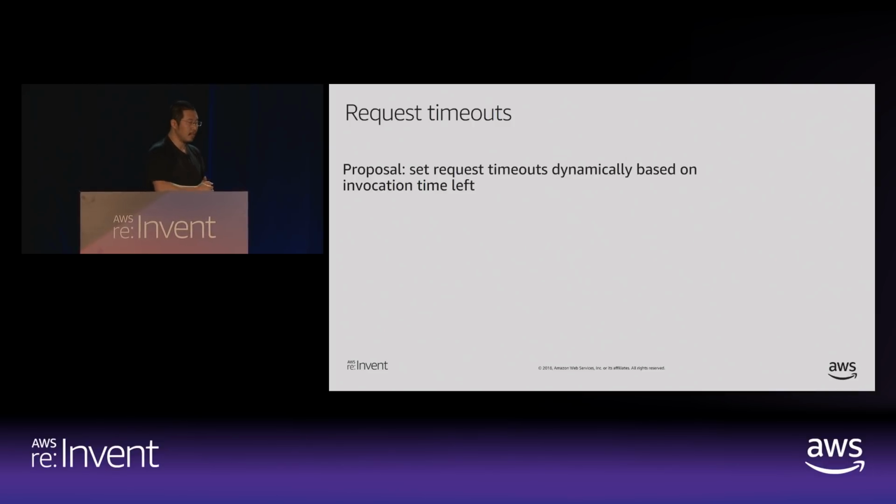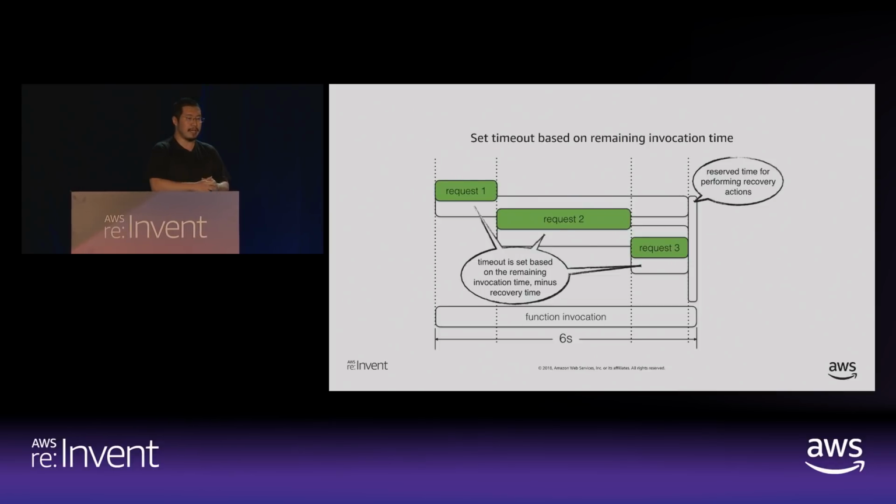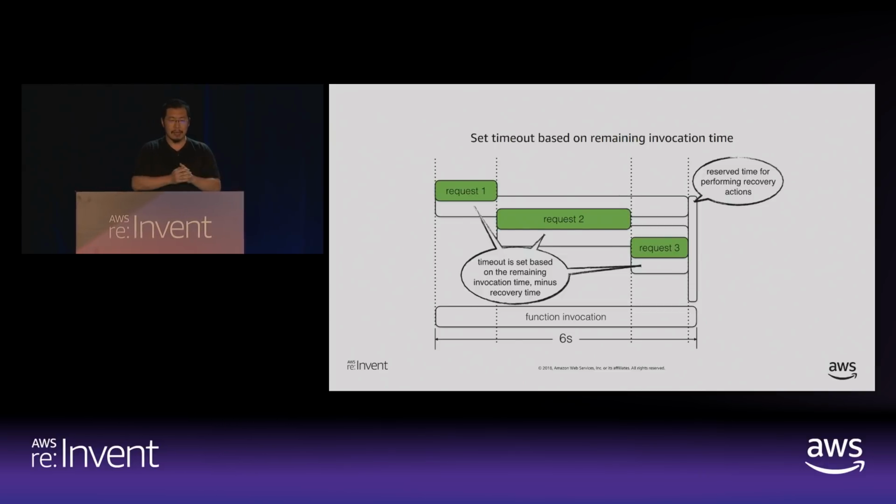So instead, my proposal here is to set your request timeout for those outbound communications dynamically, based on the actual amount of invocation time you have left in the current invocation, which conveniently you can find from the context object that your function is invoked with. So in this case, I might say that for every invocation, I'm going to reserve some block of time at the end for recovery if things go bad. But before that, every request is given as much time as is left in the entire invocation minus the reserved time for recovery.